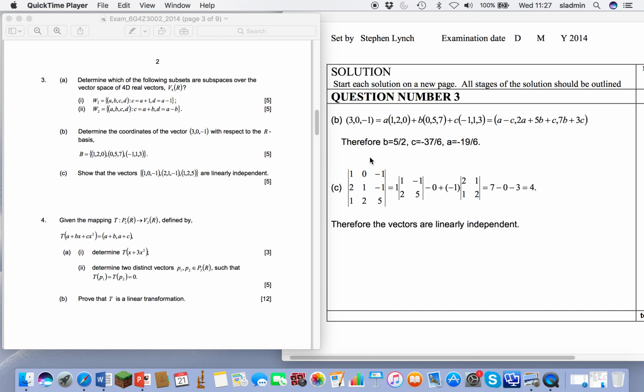But you should easily be able to show that A is minus 19 over 6. B is 5 over 2. And C is minus 37 over 6. So these are just solving simultaneous equations.